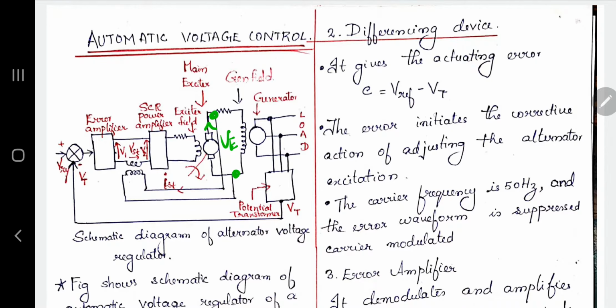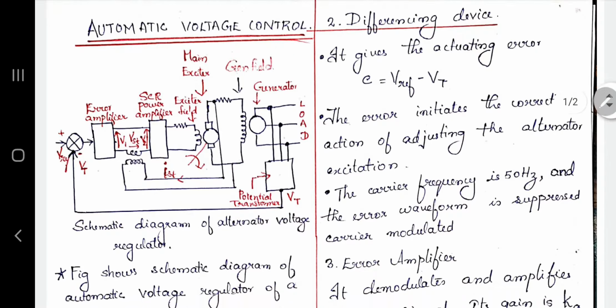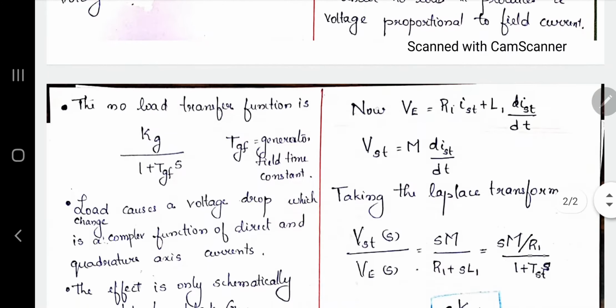We'll be going further into it. At the no load condition, we can write the transfer function as Kg divided by 1 plus Tgf into S, where Tgf is the generator field time constant. This is during the no load condition.